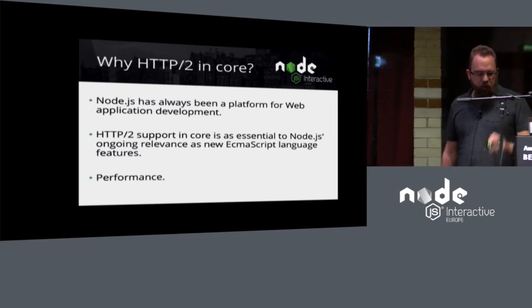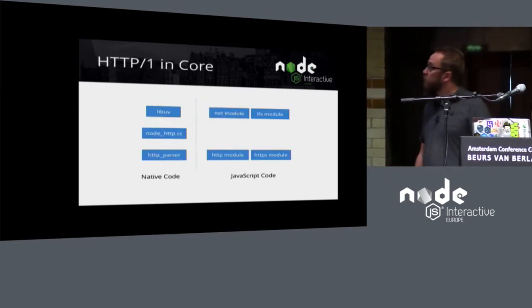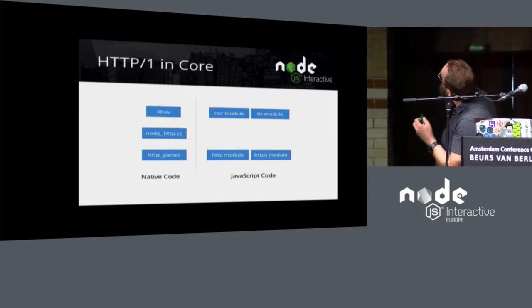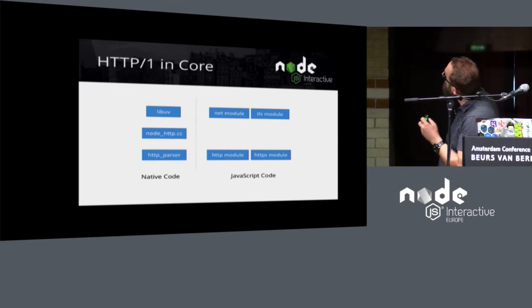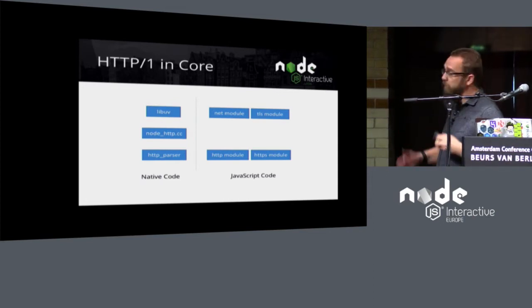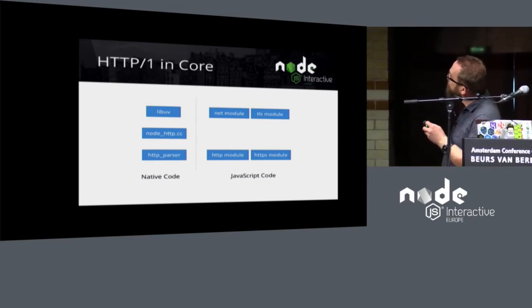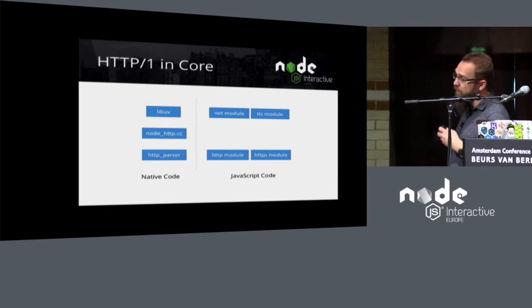So let's look at H1. The way it works currently, we have libuv, and we have the net module, TLS module, HTTP module, right? These are the things that people are typically using. Inside the native bits of core, we have node_http_parser.cc and the HTTP parser library.